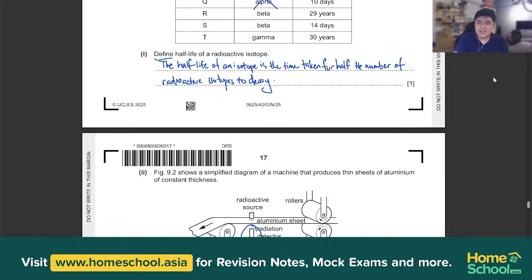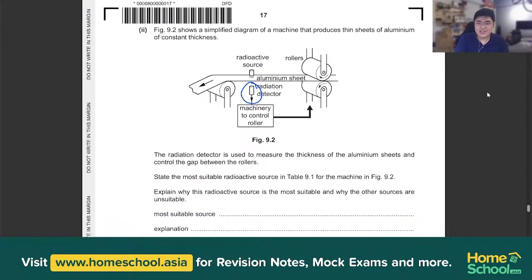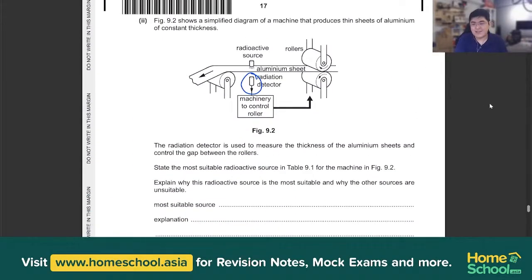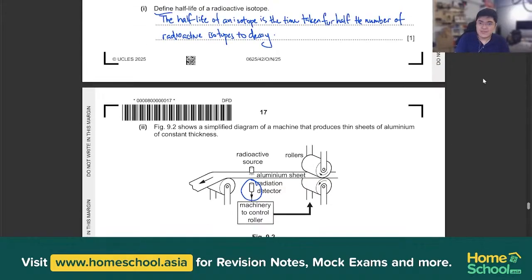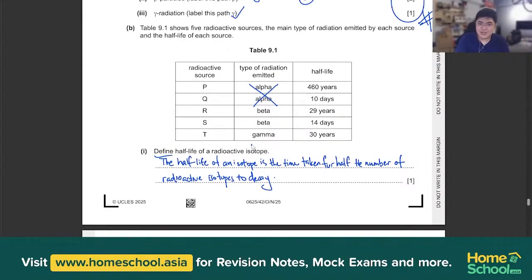As for gamma radiation, it passes through everything. It needs a very thick layer of lead to be stopped. So this means gamma radiation is also out of the question. Now we are left with the two beta emissions. One has a half-life of 29 years, the other has a half-life of 14 days.